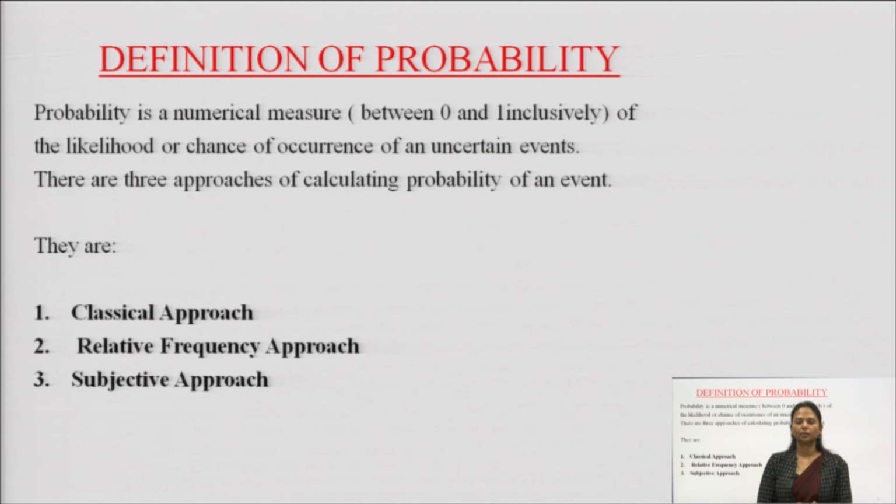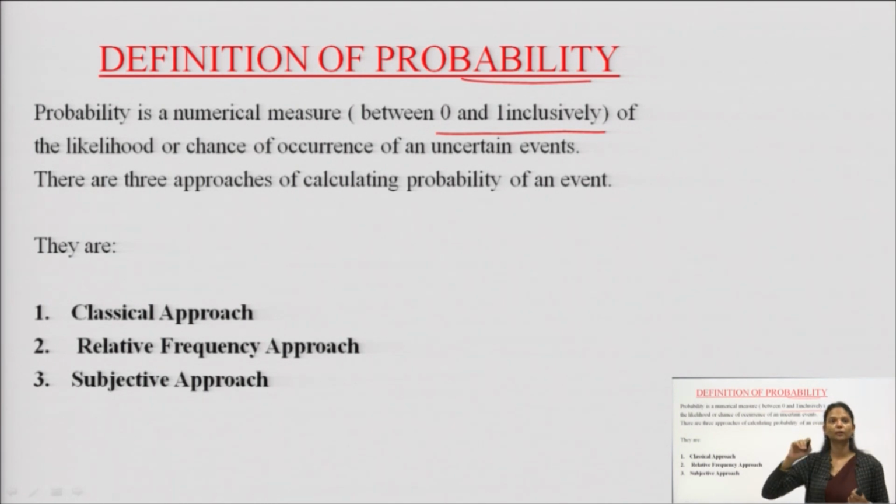This was all about the basics of probability. Now, what is basically probability? We will be studying it in the next presentation, but for now, have a definition here. Probability is the chance of occurrence of an event, measured between 0 and 1 inclusive. It is the likelihood or the chances of occurrence of uncertain events.